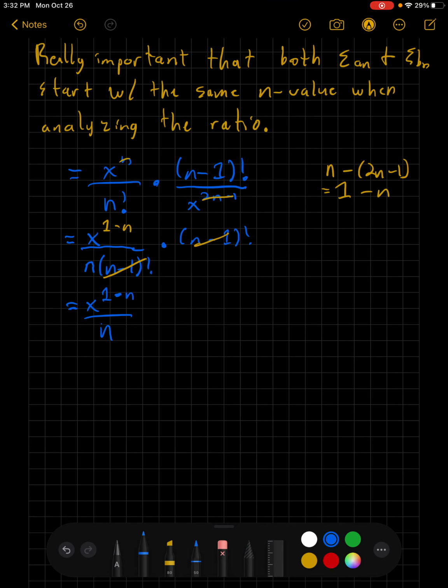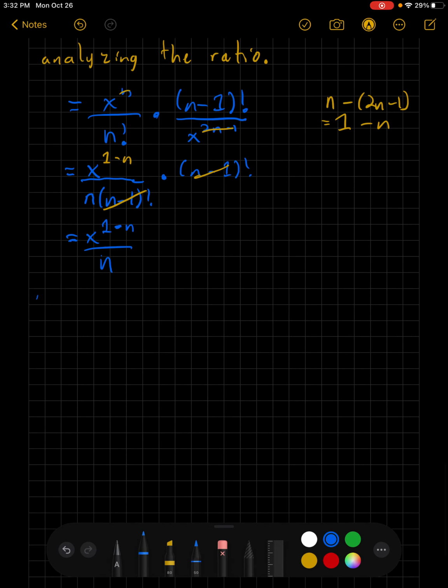If I let n approach infinity, I'm going to do a couple ways to think about this. So if I take the limit as n goes to infinity, what do I have here really? Well, if I have x to the (1 minus n) over n, this is going to equal x to the (1 minus infinity) over infinity.